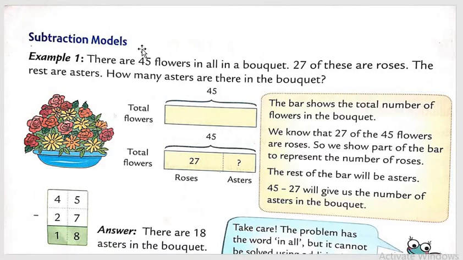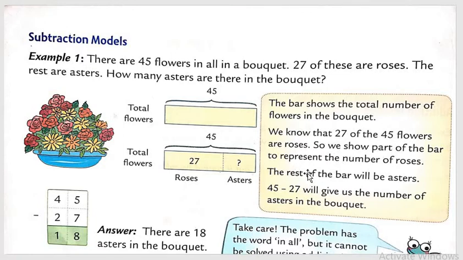Total 45 flowers, of which 27 are roses. So we do the subtraction because we know the total. Total flowers is 45 and 27 are roses, so 45 minus 27. At first we don't know, but after solving the problem we know how many asters are there in the bouquet. Understood?